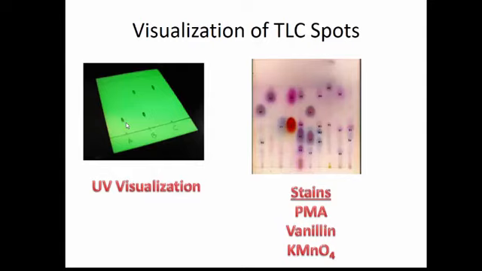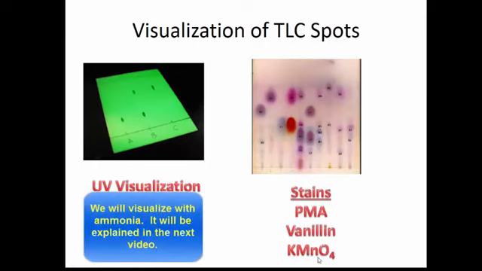All right, you can also visualize chromatography paper. You can visualize TLC plates using UV visualization. You can also visualize using different stains like phosphomolybdic acid or PMA, or vanillin, or potassium permanganate. In the case of this paper chromatography experiment, we're actually going to visualize using ammonia vapor.